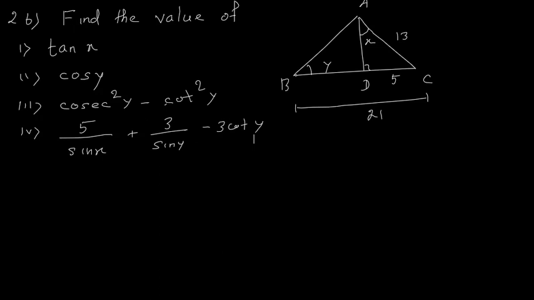Now the second B problem, the diagram is given. In this diagram we have to find the value of tan x, then we have to find the value of cos y, then we have to find the value of cosec square y minus cot square y. So here angle D is given as 90 degree, okay, and this angle A will also be 90 degree. Check your problem, this angle must also be 90 degree.